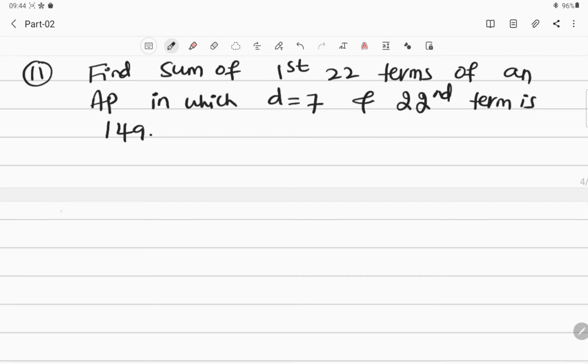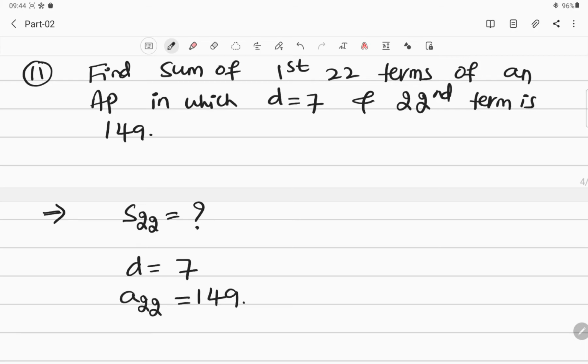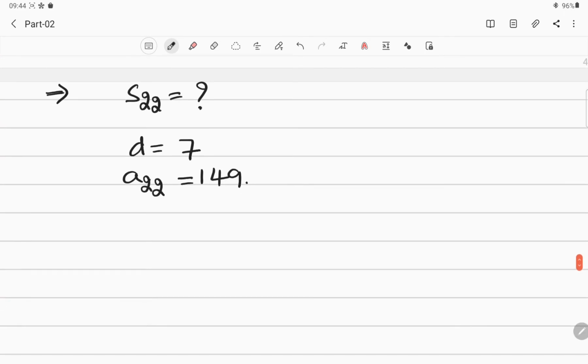Alright, let us try to represent this data. I mean, we want S22. S22 is equal to question mark. Alright, d is given, that is 7, and the 22nd term is given, so that is A22 is equal to 149. Alright, how to do this? Now S22 means n value is known, a value we want, no? So let us try to find out the a value.